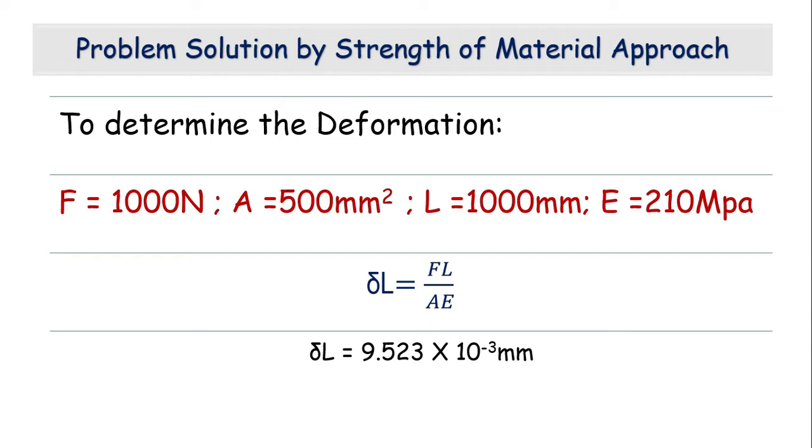Now let us check how the deformation or the elongation in the bar is computed using the strength of material approach. Since this is an analytical approach, we have already got the standard formula to compute the elongation in the bar. That formula is given by delta L is equal to F into L by A into E, where F is the force that is acting on the member, L is the total length of the member, A is the cross-sectional area of the member, and E is the Young's modulus of the member. So substituting all these values from the problem statement, we get the value of delta L as 9.523 into 10 to the power minus 3 mm.